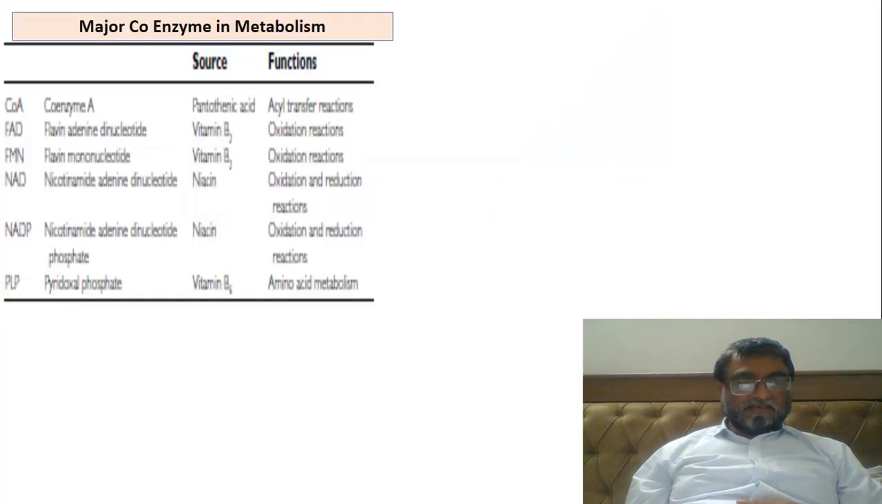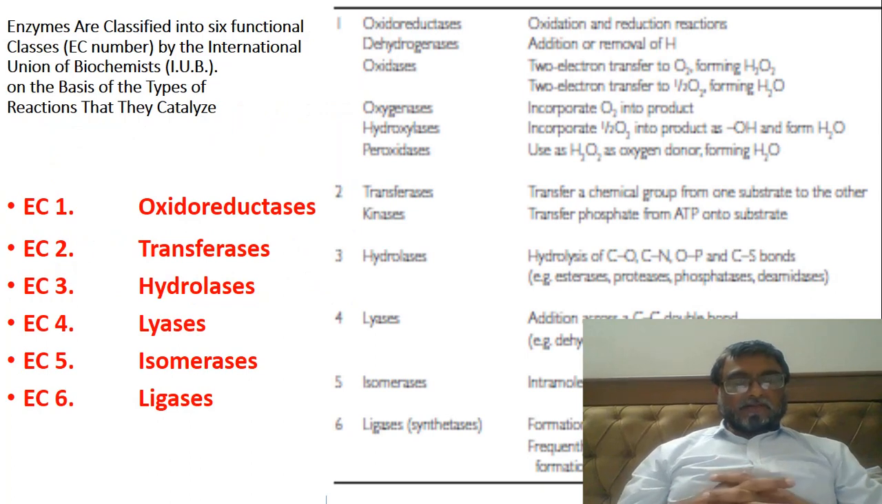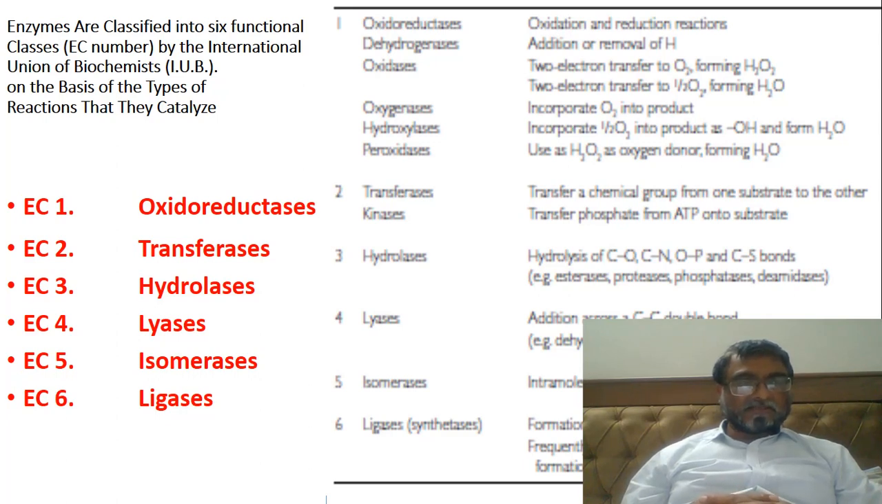So this is again some of the examples. You have to see these examples and how the coenzyme and the prosthetic group work with the enzyme. Now, in this second part, we will see the classes of the enzymes. Enzymes have basically 6 classes, and you have to learn these 6 classes in the same order: EC1, EC2, EC3, EC4.